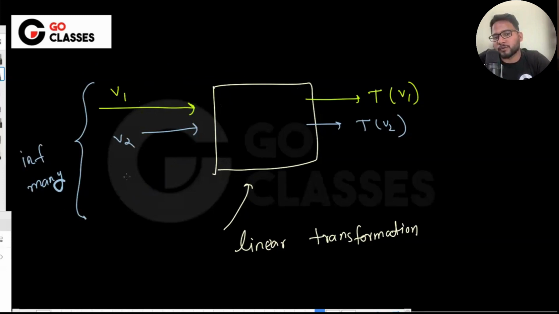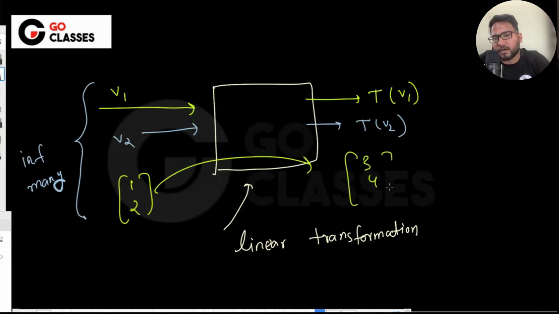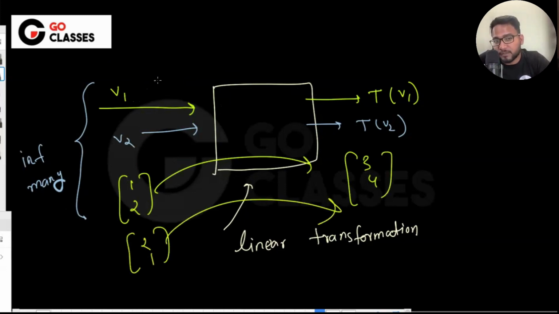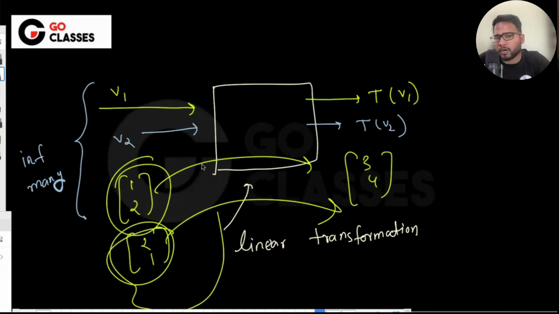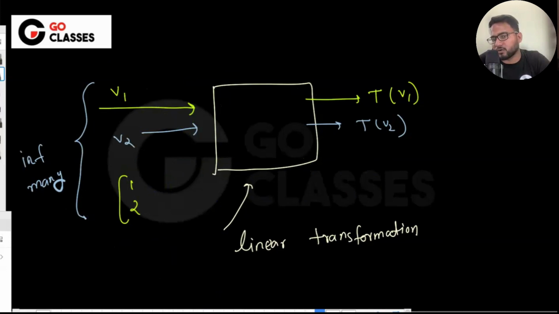If you do not know the closed form, is it feasible to tell, okay, (1, 2) will go to (3, 4), and (2, 1) will go to something else, something like that? Is it feasible to tell for every such vector? No, right? I don't think for infinitely many vectors you can list them down. Suppose you do not know the formula, then what is the best way? Can you tell me the minimum number of vectors so that I do not need to know the closed form, and I still know the linear transformation?